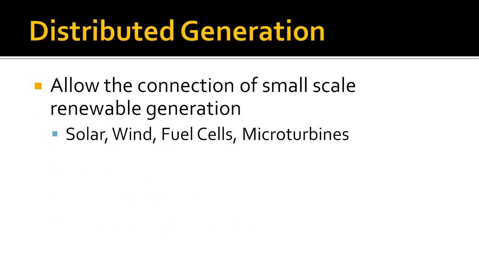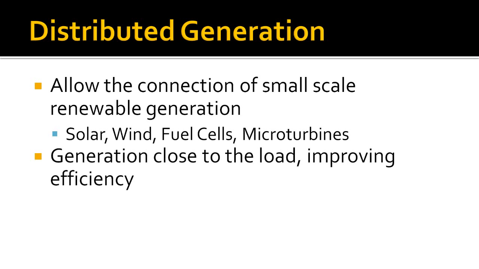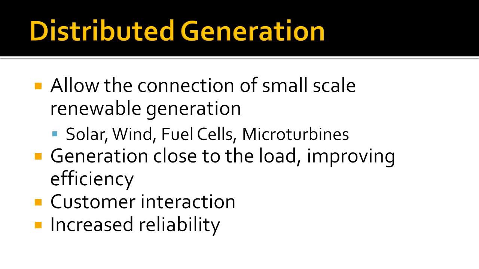Distributed generation will allow the connection of small-scale renewable generations such as solar, wind, fuel cells, and microturbines. Generation will be close to the load, which reduces transmission line construction costs and transmission power losses. Heat that is generated from the microturbines can also be captured to be used for heating purposes. There will also be an increased customer interaction as they can sell unused power back to the electric utility. Reliability will also be improved as there is a wide variety of different generation sources connected to the grid.